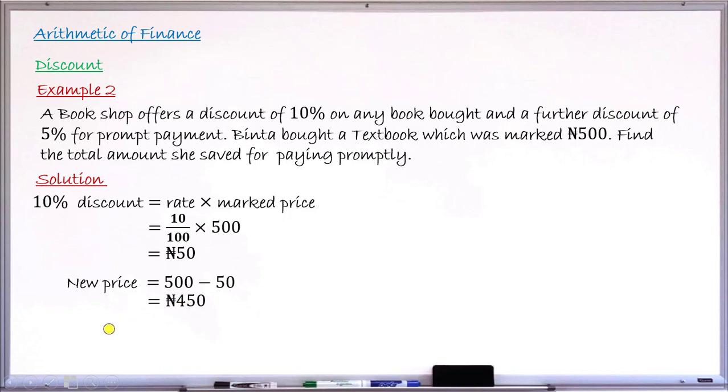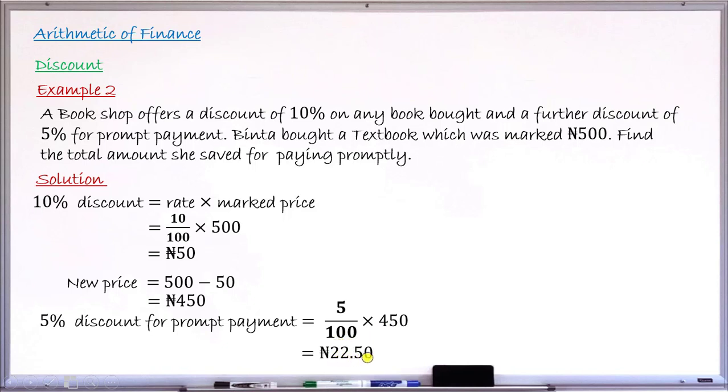So what we now do, we now get this 5% for paying promptly, and this 5% is on the new price, which is 450 naira. So let me just get that 5% discount for prompt payment is now going to be 5% of 450, and this gives me 22 naira 50 kobo. So this is another additional discount that Binta is going to have.